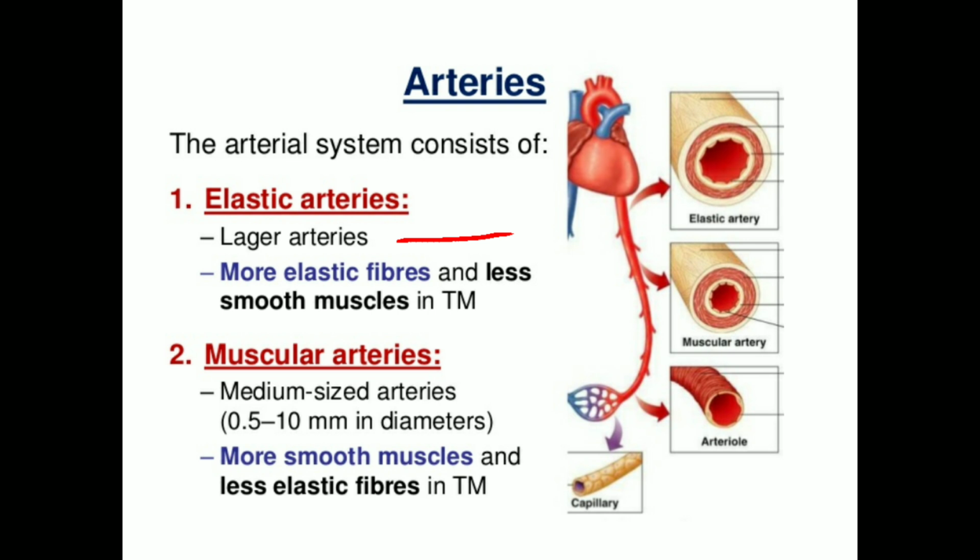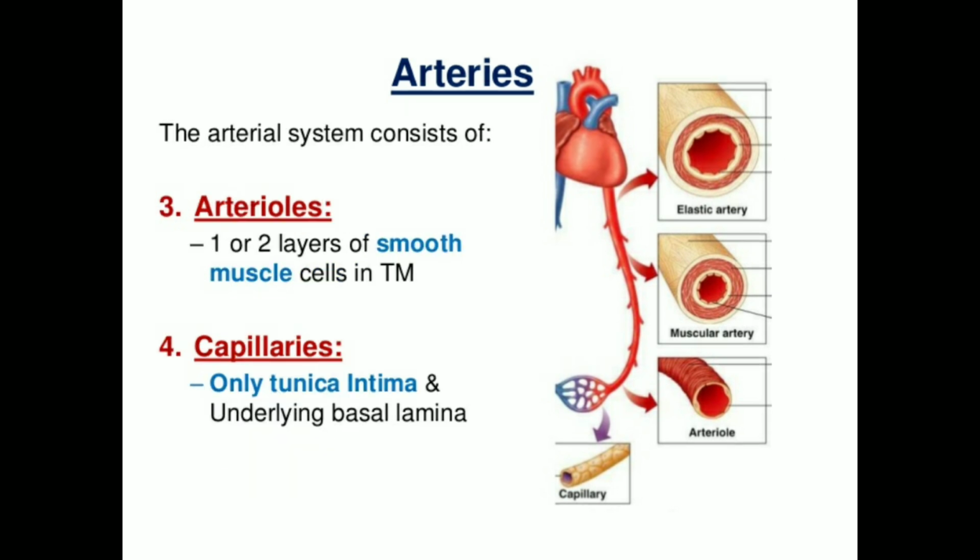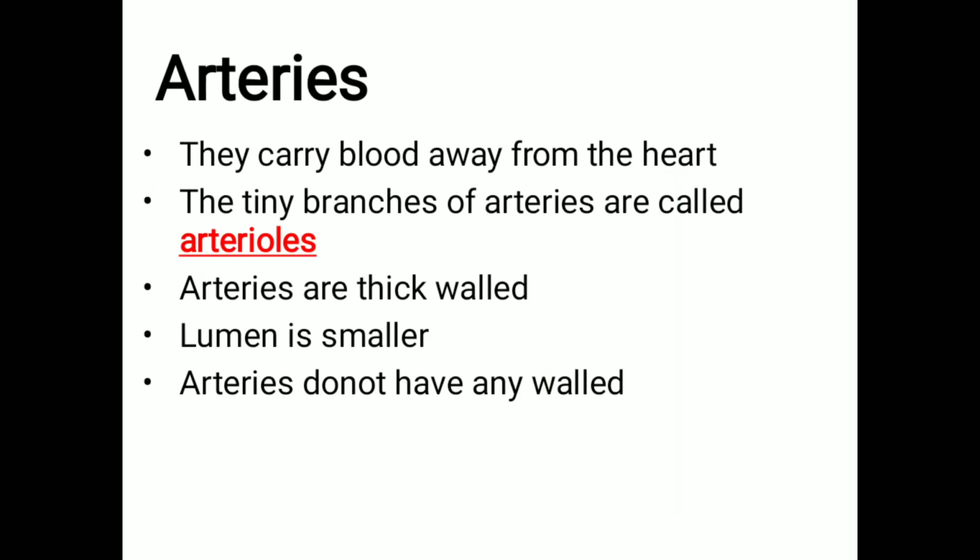Okay, muscular artery, otherwise called a medium size artery, has more smooth muscle fiber and fewer elastic fibers in tunica media. Okay, this is histologically how to differentiate the large size artery from the medium size artery. Okay, arterioles: one or two layers of smooth muscle cell in tunica media. Capillary: only tunica intima and underlying basal lamina. Okay, now we look into the histology.